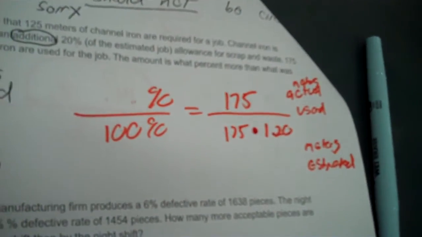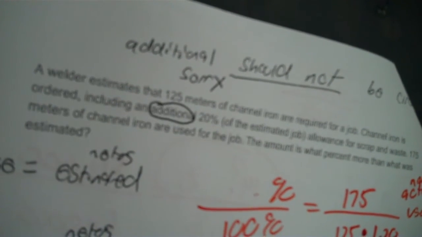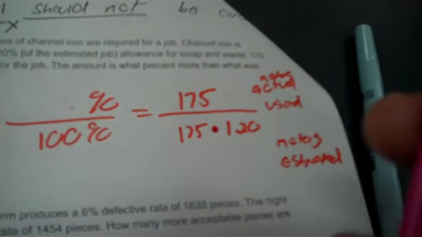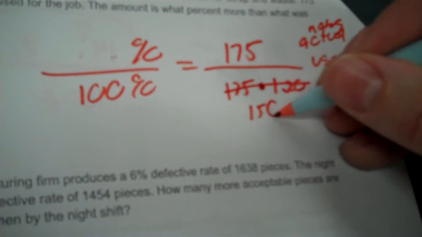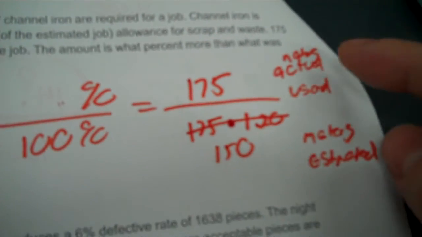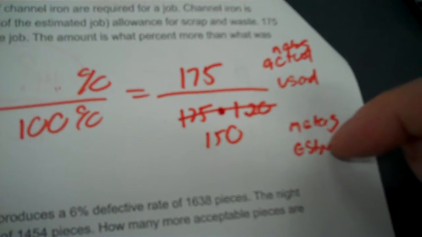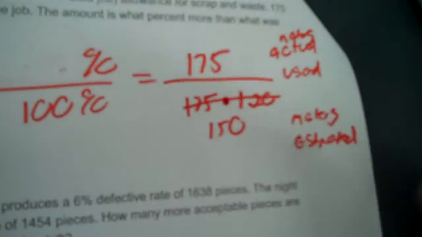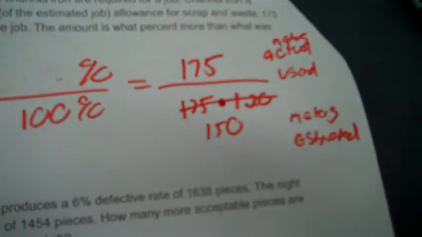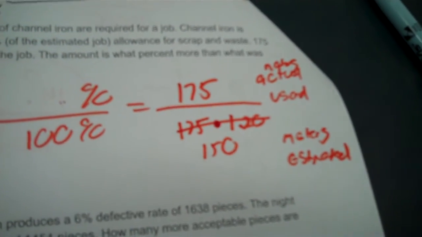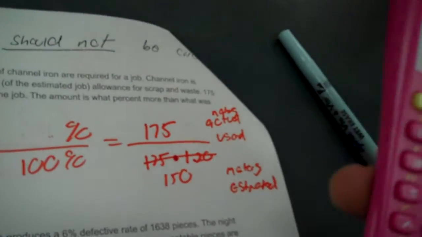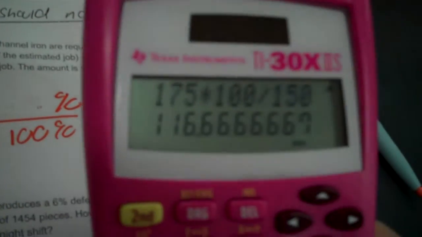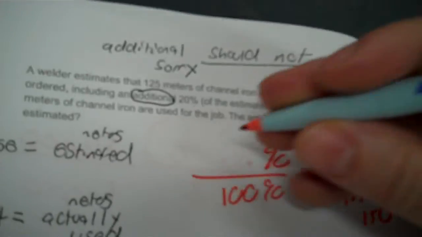So I take 125 times 1.20. That's 150, okay? So they estimated it at 150. So now we know the meters that were used and the meters that were estimated, okay? Again, for that waste, you take the estimated amount times 1 point and then whatever the percent was. Okay, so cross multiply and divide. Okay, 117%.